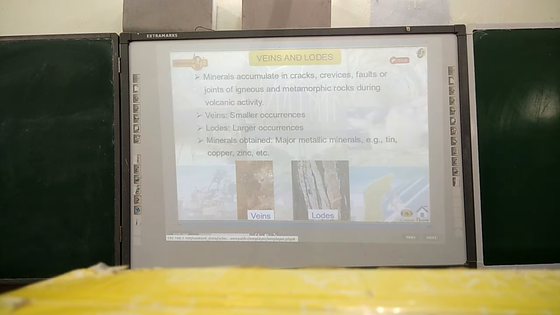Veins and lodes. Minerals accumulate in cracks, crevices, faults, or joints of igneous and metamorphic rocks during volcanic activity. The smaller occurrences are called veins, whereas the larger occurrences are called lodes. Major minerals obtained in these forms are tin, copper, zinc, etc.